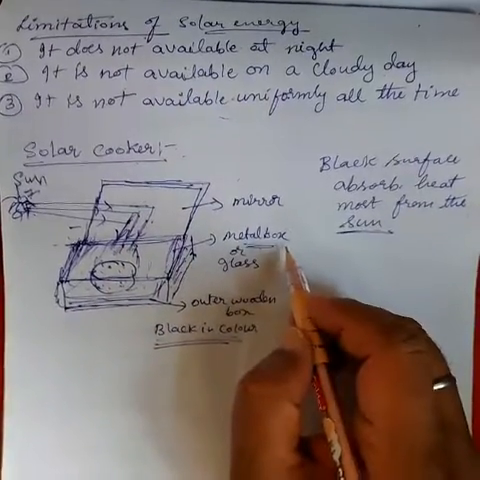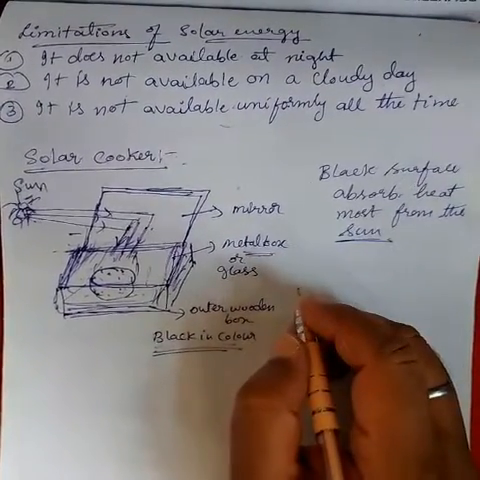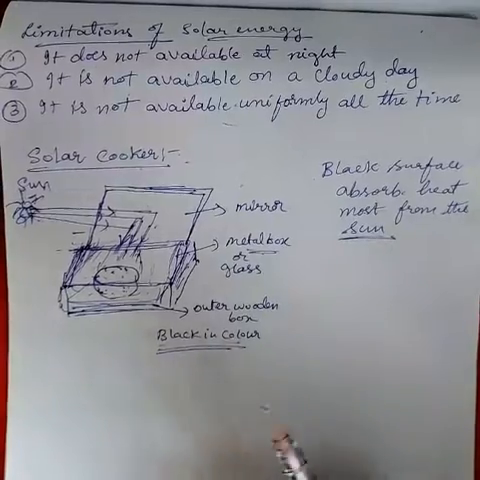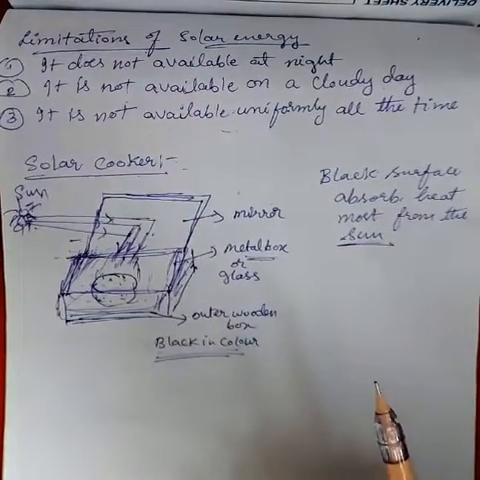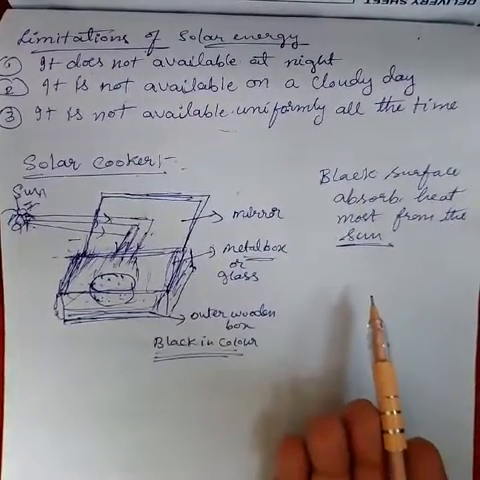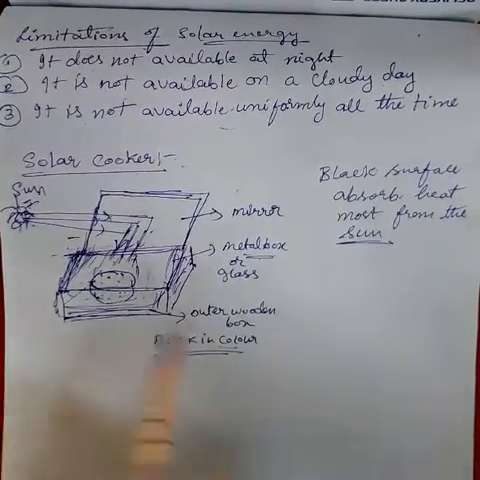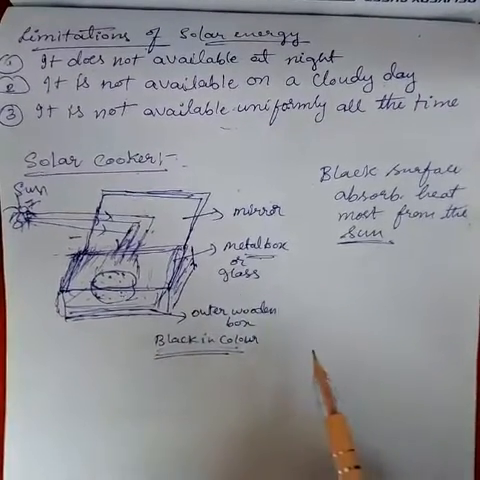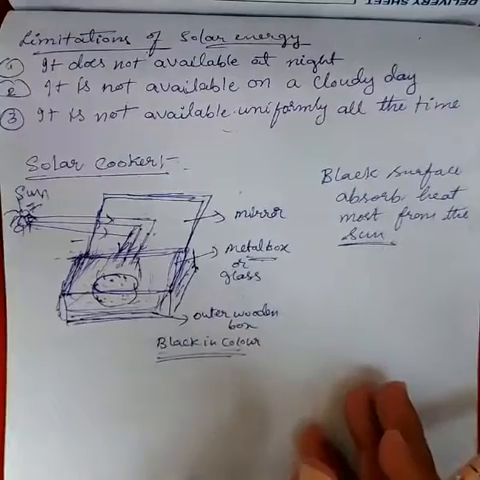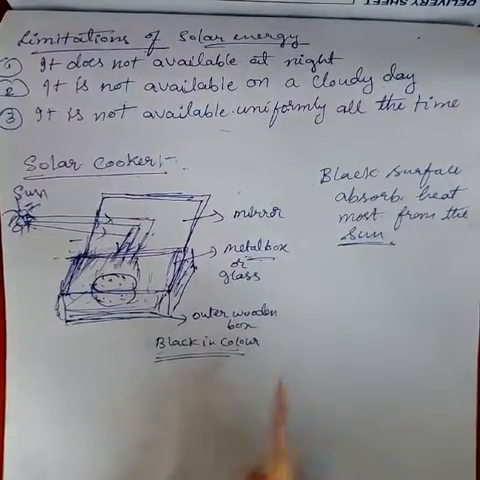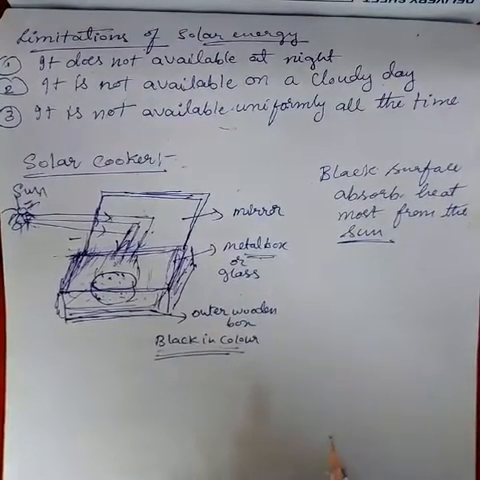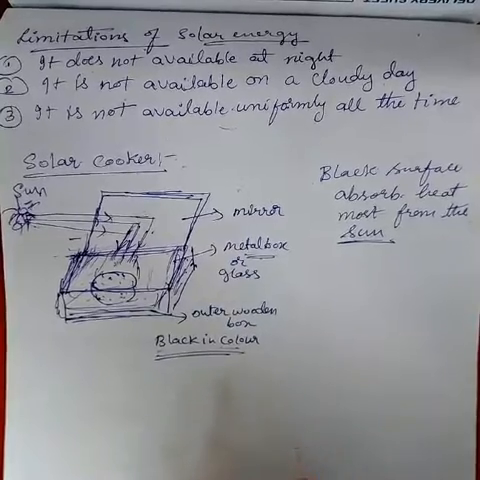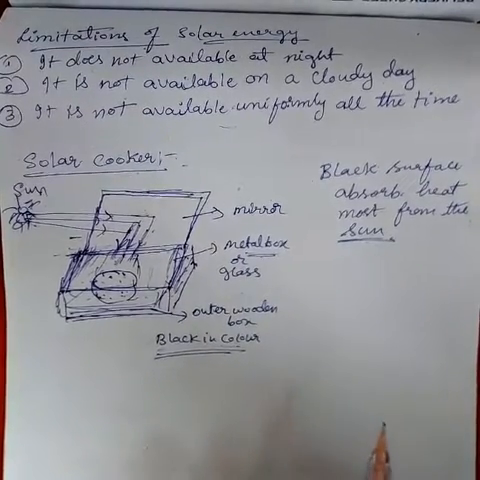Again we discuss what the advantages of a solar cooker are. It saves fuel. In the next step we discuss the advantages and limitations of the solar cooker, how solar cells and solar panels work, and then energy from the sea. Okay, thank you.